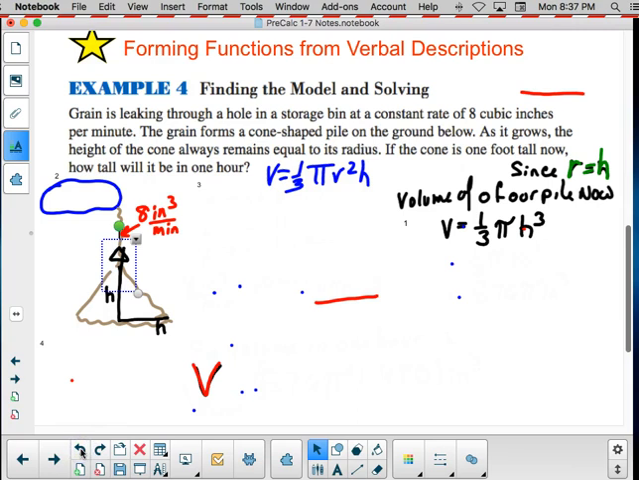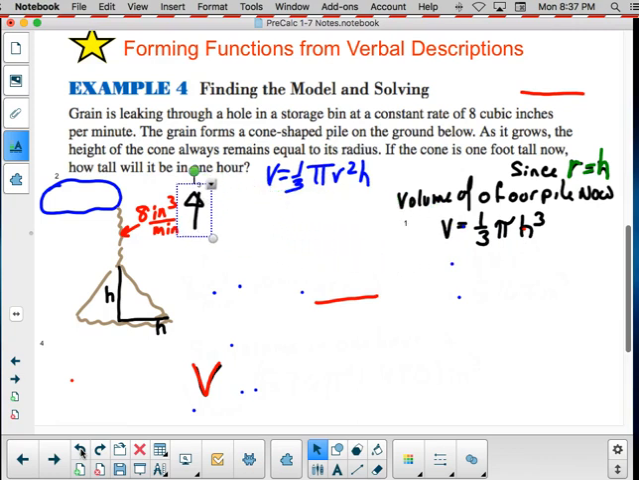Okay, so it's leaking at 8 cubic inches of grain per minute. And it's making this conic pile that has a height h and a radius h. Thus we can find the volume by h cubed, because my height is h and my radius is h, and that's where this comes from.